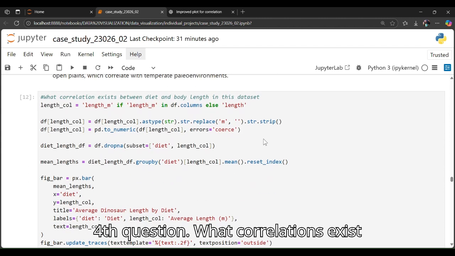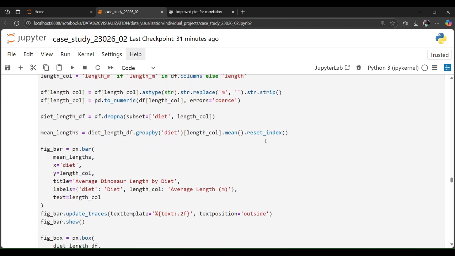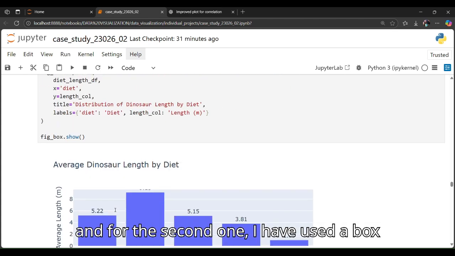Fourth question: what correlations exist between diet and body length in this dataset? For the first one, I have used a bar plot, and for the second one, I have used a box plot.